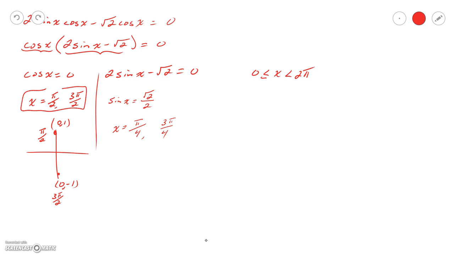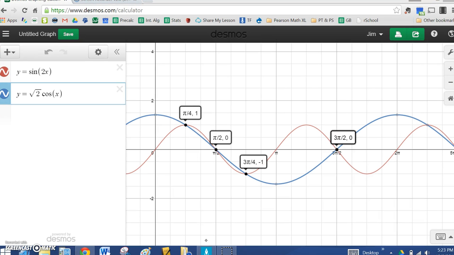So I should have, algebraically, I got four answers for this. Let's just go back and check. Pi over 2, 3 pi over 2, pi over 4, 3 pi over 4. When we go back to the graph, there's the pi over 2, 3 pi over 2, pi over 4, 3 pi over 4. So that's how you do those problems.